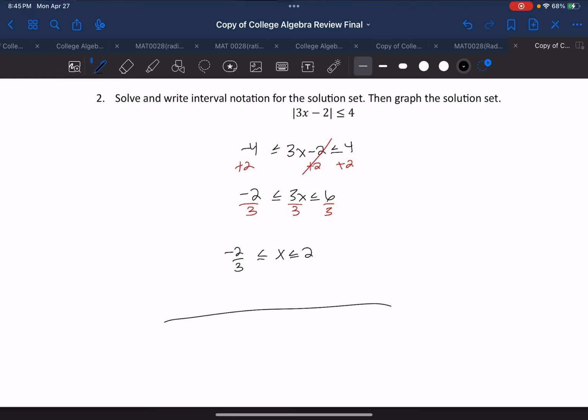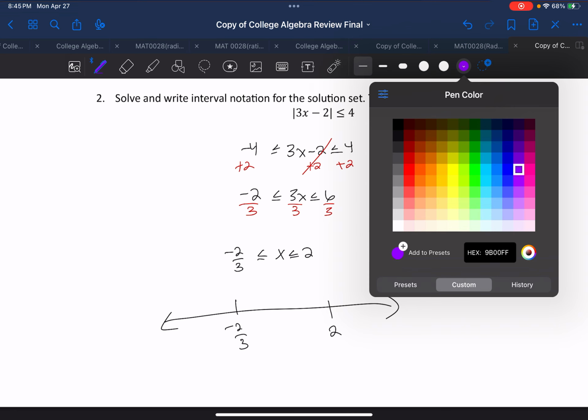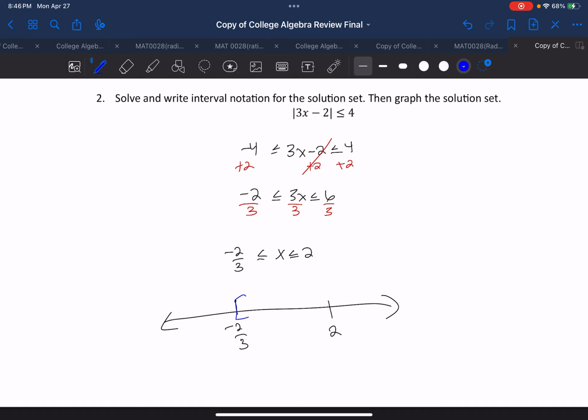And on a number line, I'd plot the -2/3 and then the 2. And then x is between these two, and it can equal both. So it'll look like this. In interval notation, this would be from -2/3 to 2 with a bracket. So that would be the answer in interval notation.